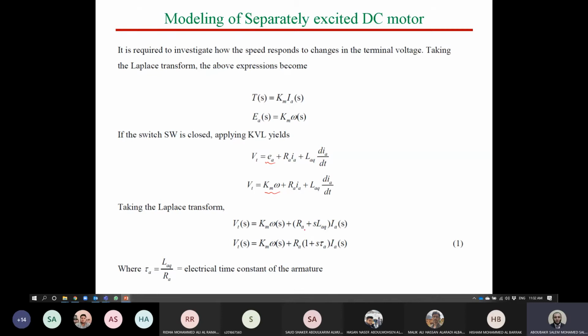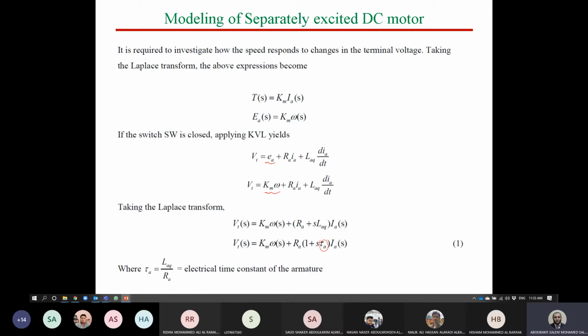If you would like to represent the machine parameters in terms of time constant, electrical or mechanical, we can say electrical time constant tau A equals L over R. So just take R as a common factor, we will find here L over R, which is representing tau. So the relation can be Km omega of S plus R multiplied by 1 plus S tau electrical multiplied by I of S. So this equation now, guys, is representing the electrical model.